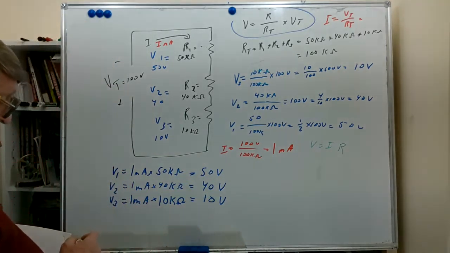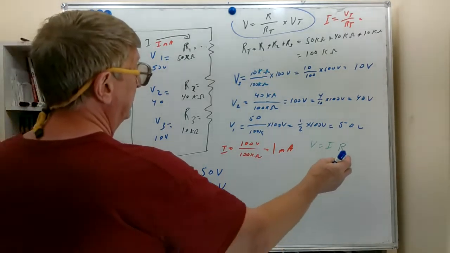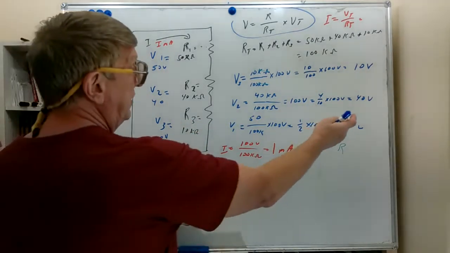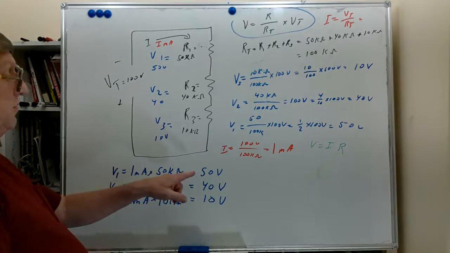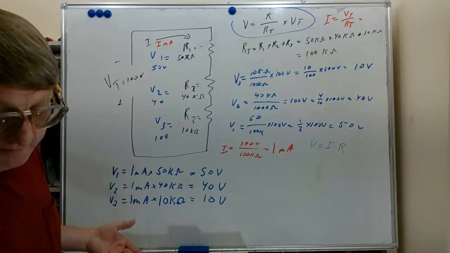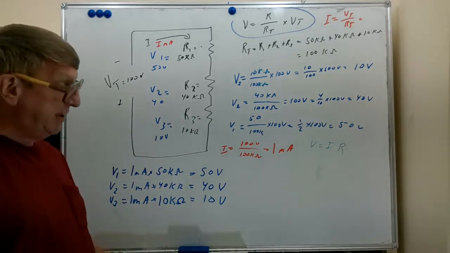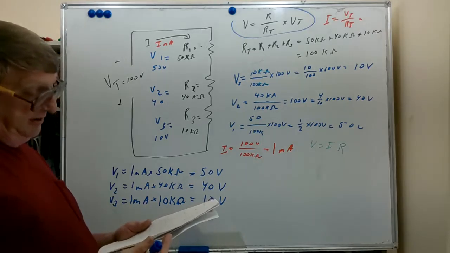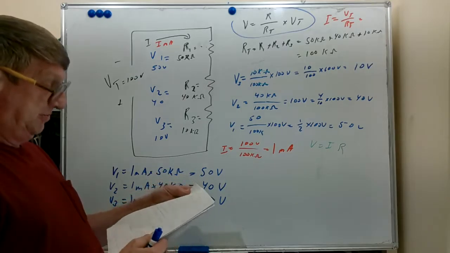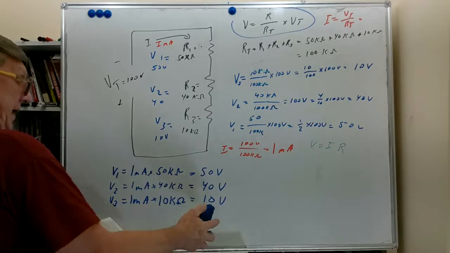And you notice in each case, V3, V3, 10 volts, 10 volts. V2, V2, 40 volts, 40 volts. V1, V1, 50 volts, 50 volts. So using the method of the IR drops or the voltage divider formula, both gave us the same answer, which, as we've talked about before, is good, otherwise our methods can be suspect.